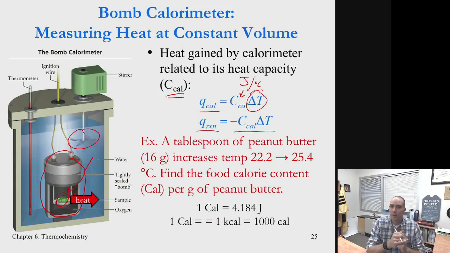So thinking about peanut butter again, a tablespoon of peanut butter, about 16 grams, increases the temperature of a calorimeter from 22.2 to 25.4. If we know the heat capacity of the calorimeter, we can find the food calorie content. This is actually how they do these things. Find the food calorie content in Cal, capital C. I mentioned that in the first lecture. Capital C is a kilocalorie, and that equals 4.184 joules.